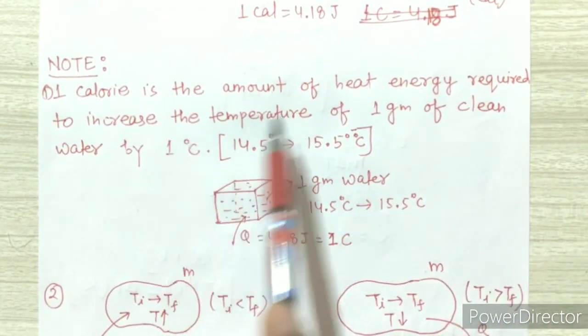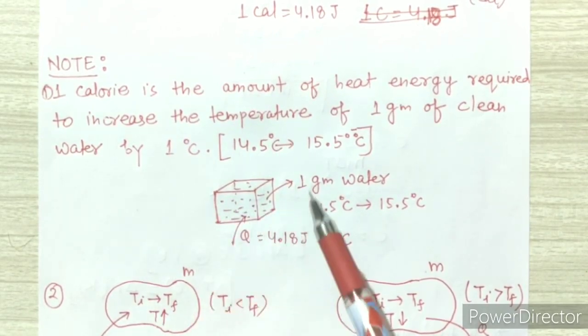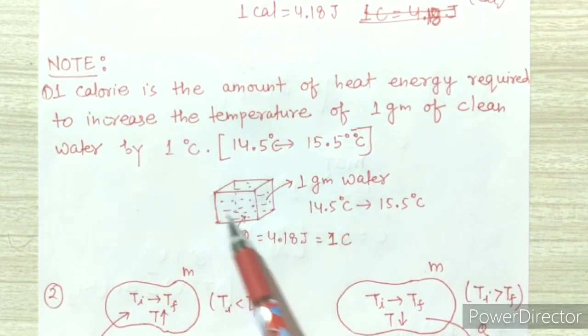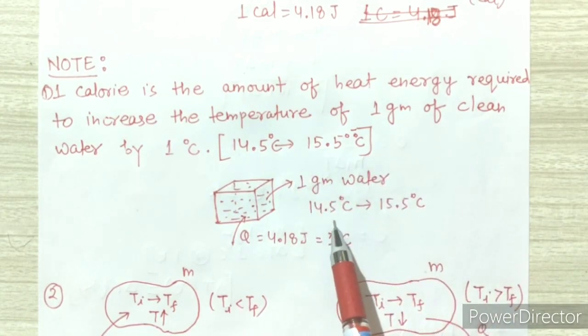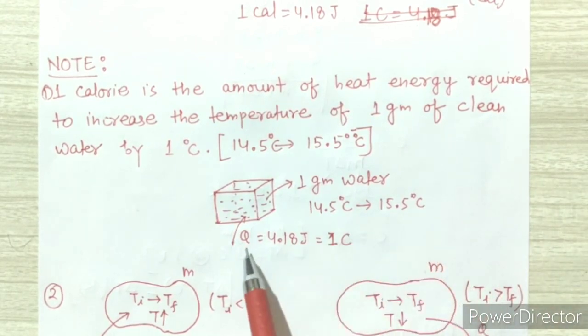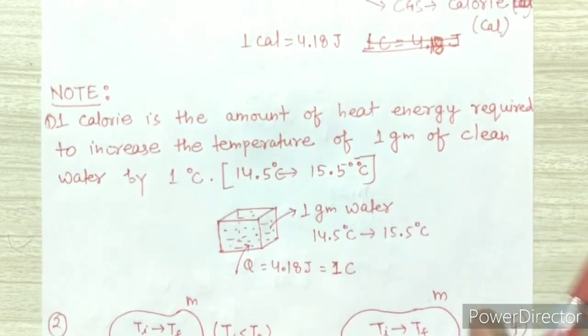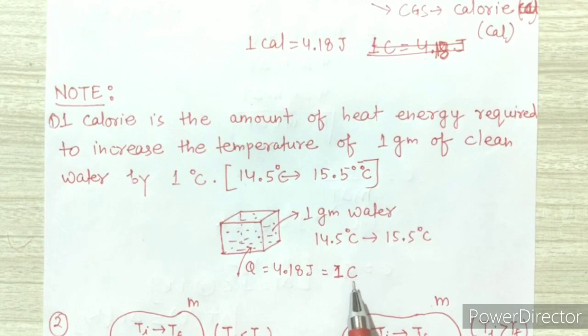So now we will try to understand this definition. Suppose we have 1 gram of water. And if we want to increase the temperature of this 1 gram of water from 14.5 degrees Celsius to 15.5 degrees Celsius, the amount of heat which is required will be equal to 4.18 joule. And this is equal to 1 calorie. This is a simple definition. We have to remember this definition.